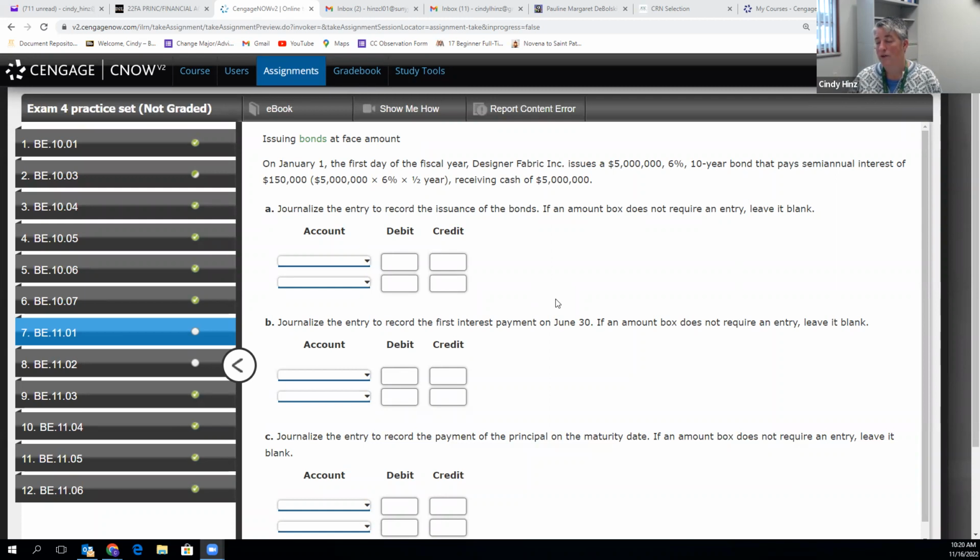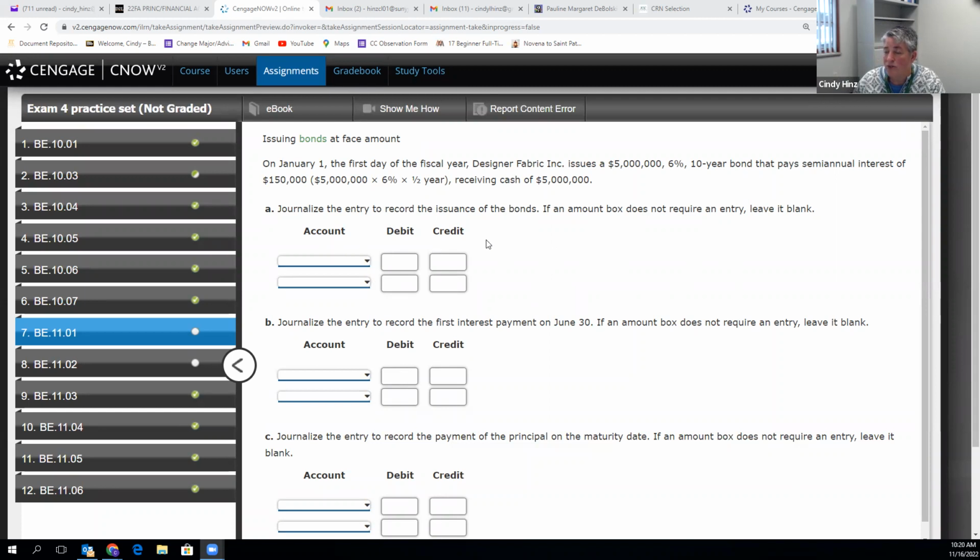On January 1st, the first day of the fiscal year, Designer Fabric Incorporated issues a $5 million 6% 10-year bond that pays semi-annual interest of $150,000. They received $5 million in cash. They sold them at face value, or at par is the other term that we used in class.